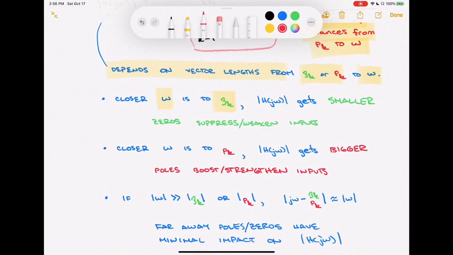What does this tell you? If I take a look at the absolute value of j omega minus either a pole or a zero, if that omega is really, really big compared to zk or pk, then that size is basically equal to the magnitude of omega. What does this tell us? This tells us that the magnitude response is essentially unchanged. It's unaffected if we're looking at frequencies that are very far from poles or zeros. Far away poles and zeros have almost no impact on the overall magnitude response. If you're really, really far away from a pole or a zero, you can mostly just ignore their effects when it comes to magnitude response.